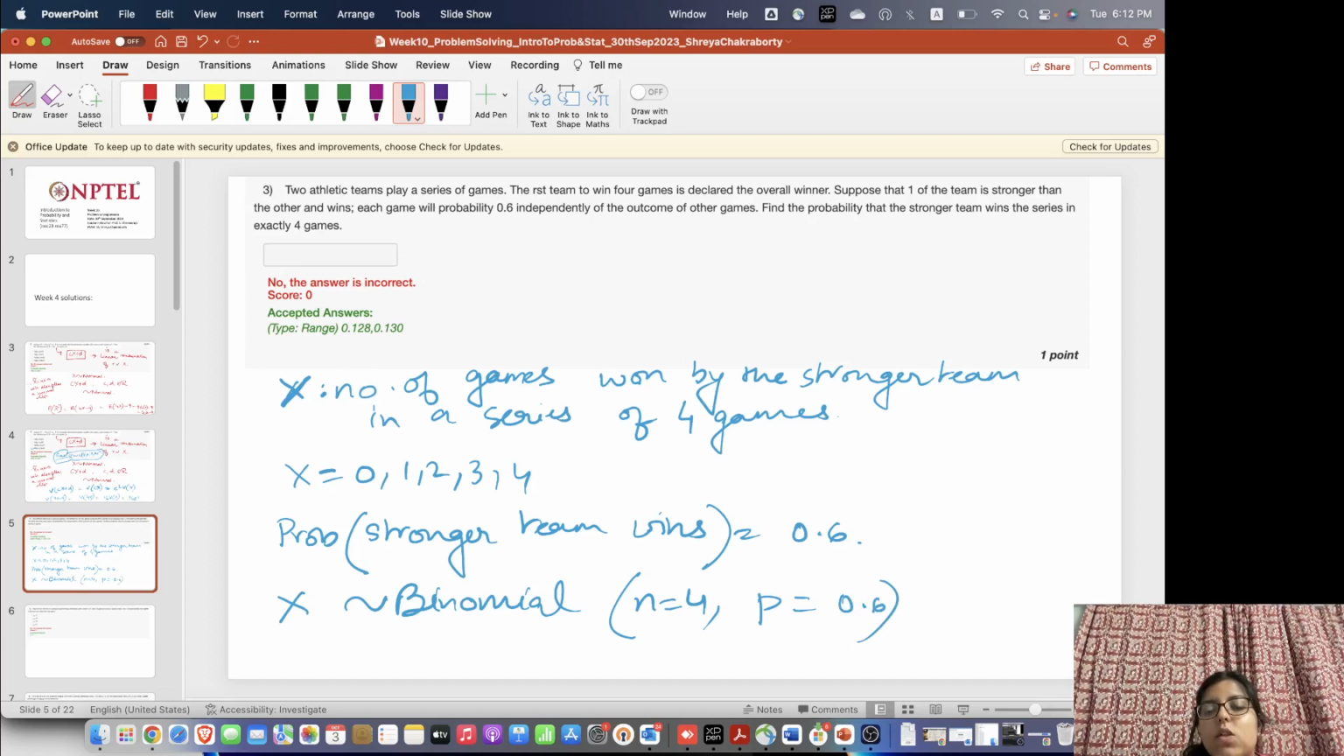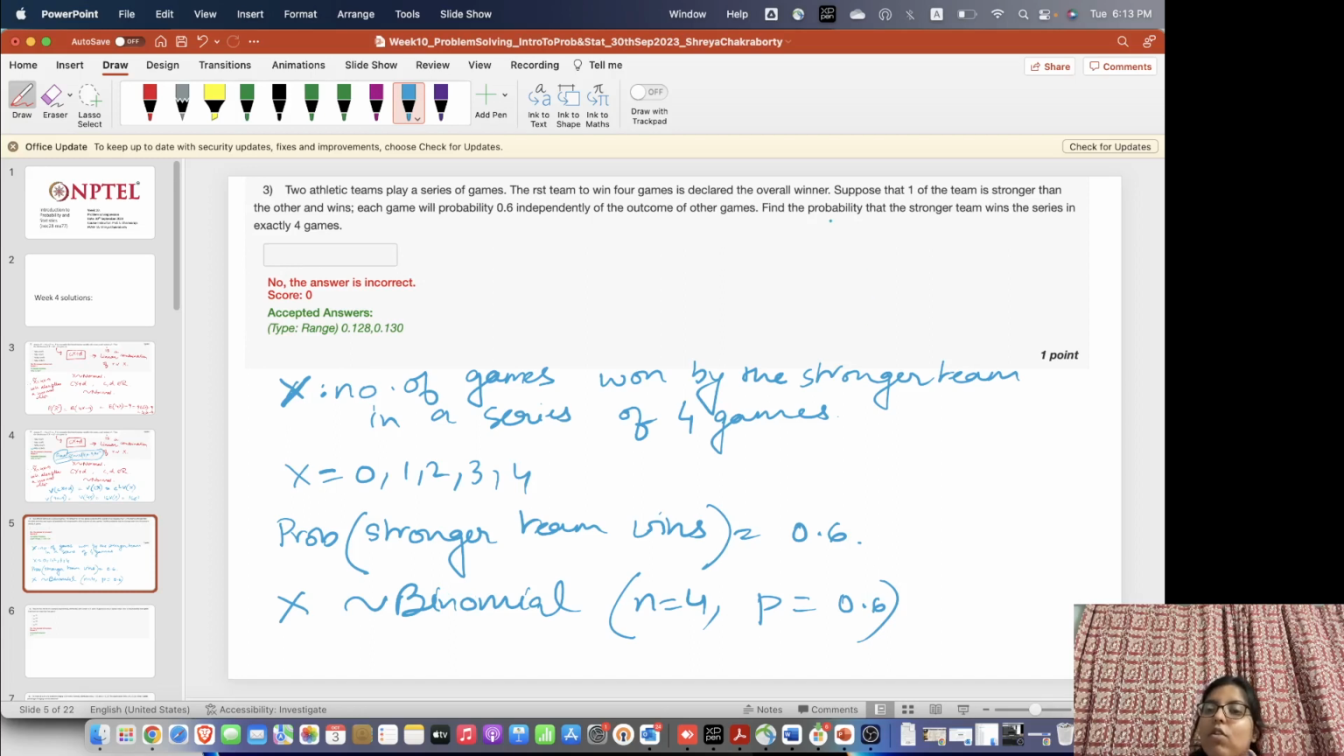Note this could be formulated as the probability of loss of the stronger team as well. In that case the p would change and accordingly it would become 0.4, since the success probability would be the probability of losing. So please bear this in mind. You have to frame the questions and the probabilities accordingly in order to arrive at the correct answers. So this one is binomial n, p.